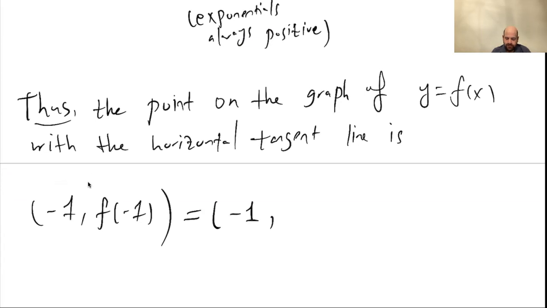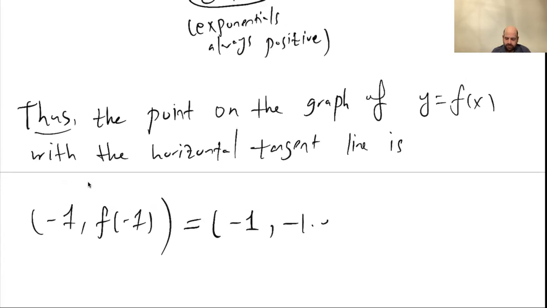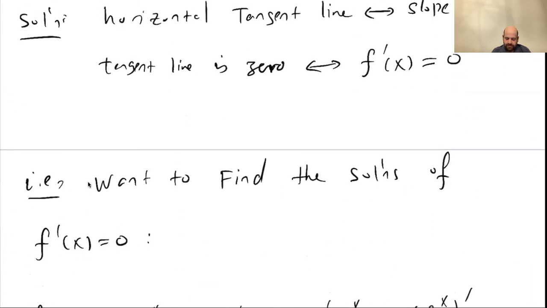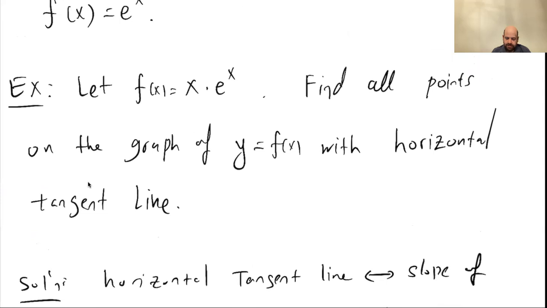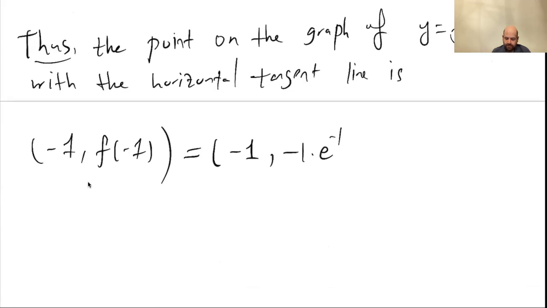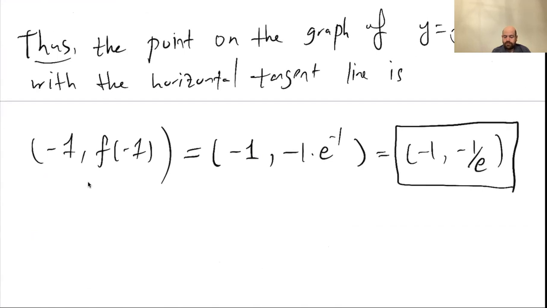Minus 1 and f of minus 1 means minus 1 times e to the power minus 1. Because remember, f of x is x times e to the x. So f of minus 1 is minus 1 times e to the minus 1. And then this is the point (minus 1, minus 1 over e), right? Because e to the power minus 1 means 1 over e. So minus e to the power minus 1 means minus 1 over e.